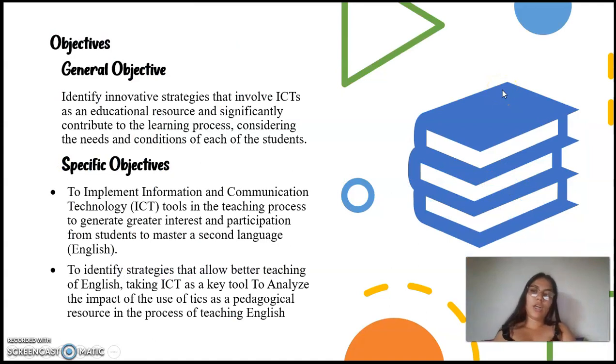Okay, the objectives. There are a general objective and two specific objectives. The general objective is to identify innovative strategies that involve ICTs as an educational resource and significantly contribute to the learning process considering the needs and conditions of each of the students.